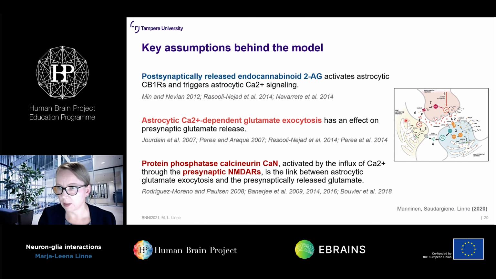It activates the calcium in the astrocyte. And then a second key issue for this phenomenon to happen is the astrocytic calcium-dependent glutamate exocytosis. And glutamate activates NMDA receptors on the presynaptic neuron. And then the third key element is calcineurin, which we also model, which links the astrocyte to the presynaptic terminal release of glutamate. So with this model, we describe a loop between these three components.